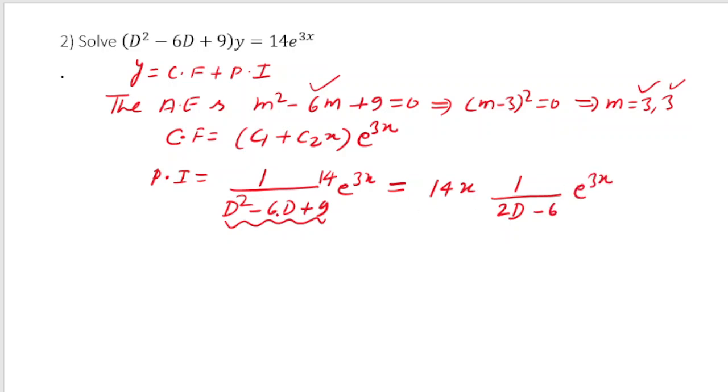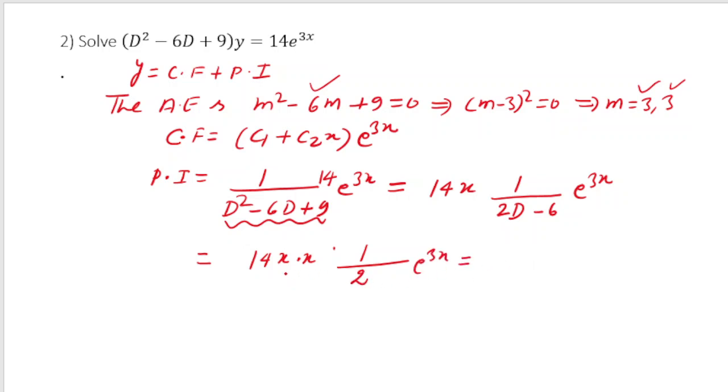I repeat it: when this denominator becomes 0 by replacing D by a, then we multiply by x in the beginning, and then we differentiate this with respect to capital D. That will give me 2D minus 6. So here we have the expression 14x, and if I put D is equal to 3 here, you can see that it will again become 0. 2 into 3 is 6, 6 minus 6 will become 0. So I will repeat the process, means I will multiply it by x again, and I will differentiate this with respect to D. So I will get 1 by 2 e to the power 3x.